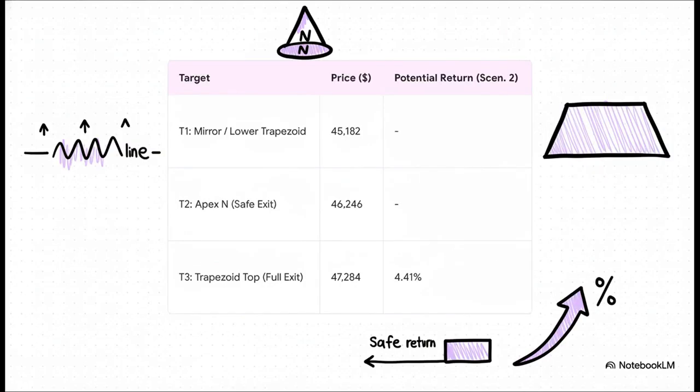But the plan doesn't just stop with the entry, it also pre-calculates three potential exit targets. Target 1 is the mirror line. Target 2, right there at apex N, is called the safe exit. And finally, target 3 at the very top of the trapezoid is the full exit. And for this plan, that full exit carried a potential return of 4.41%.